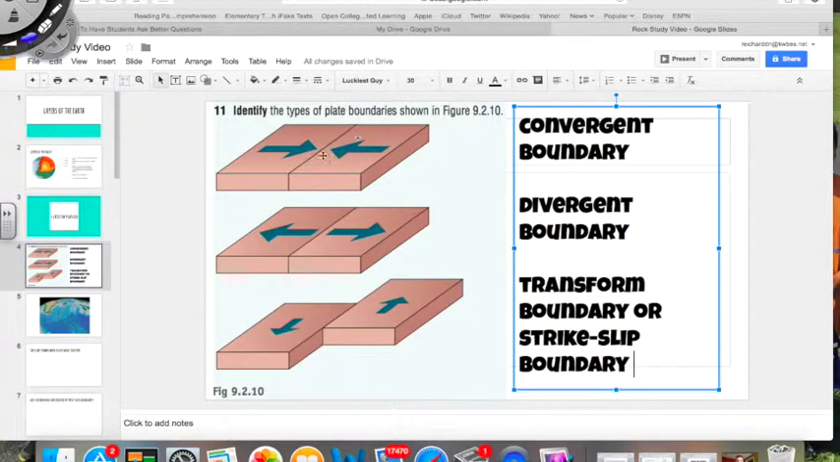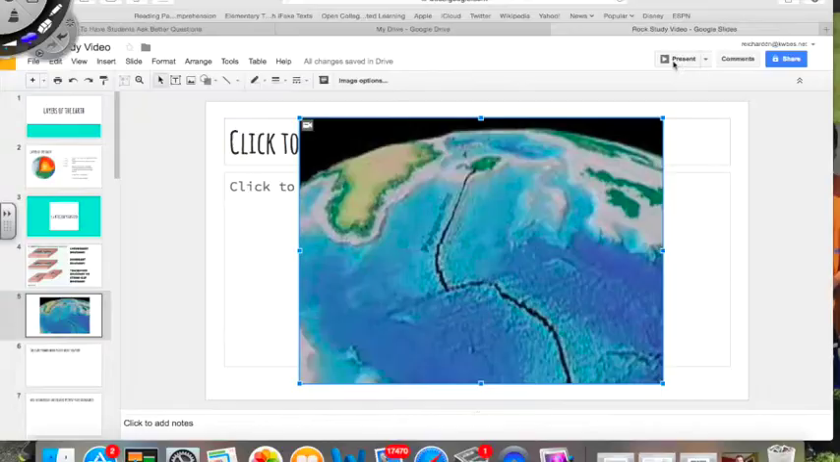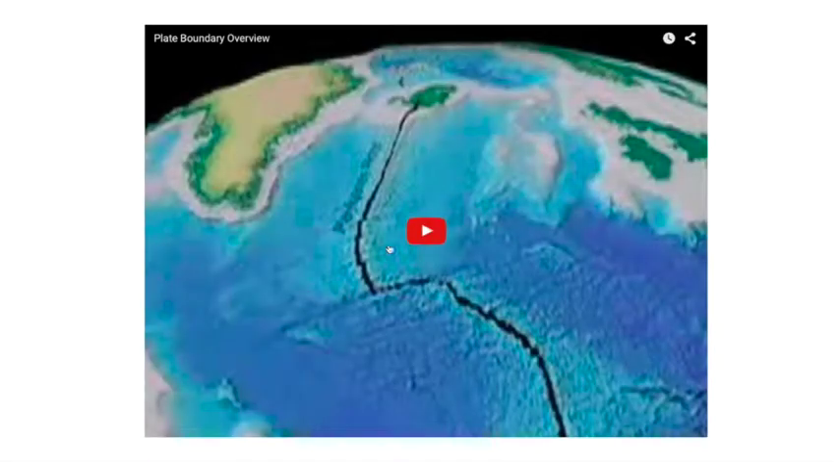So it's very important that we have those 3 boundary types down, but then you have to go a little deeper and tell me what would form here. When we have 2 plates coming together, what could form there? When we have 2 plates moving apart, what could form there? When we have 2 plates striking and slipping each other, what could form there? And to help you with that, I actually found a really cool video I'm going to take us over to. Let me hit present mode so that you can check this out, guys.